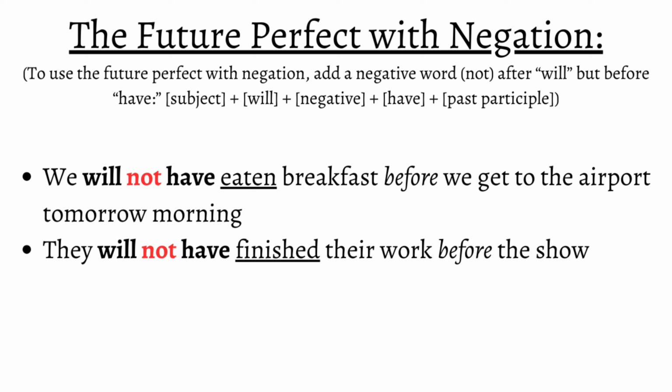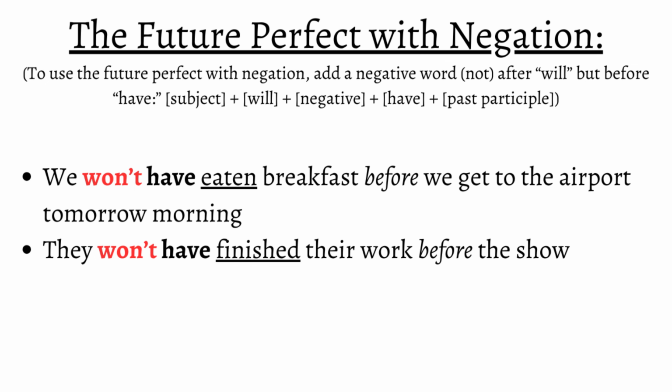They will not have finished their work before the show. By using the time expression before, we can specify the sequence of events, and therefore we use the future perfect. In this case, subject contractions will be too awkward, so it's better to use the negative contraction won't. We won't have eaten, and they won't have finished.